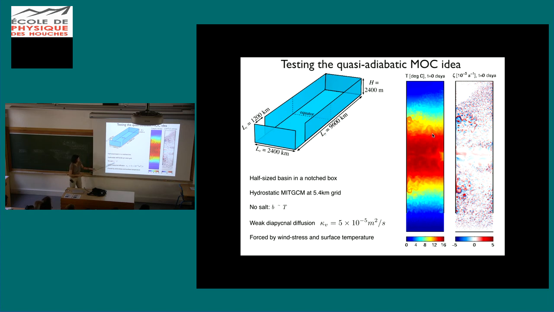And we didn't have salt, just temperature. So buoyancy is proportional to temperature, with fairly weak diffusion. And then at the surface, the model is forced by wind stress, with westerlies in mid and high latitudes and easterlies in the tropical region, and a pattern of temperature that the model is relaxed to on a fairly fast time scale.